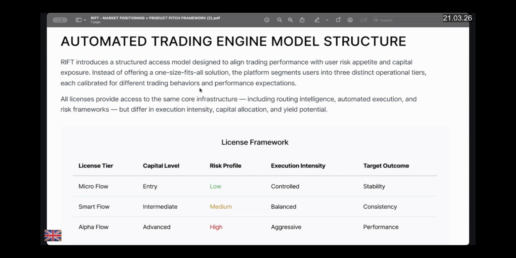Instead of offering a one size fits all solution, the platform segments users into three distinct operational tiers, each calibrated for different trading behaviors and performance expectations. All licenses provide access to the same core infrastructure, including intelligence, routing intelligence, automated execution, and risk frameworks, but differ in execution intensity, capital allocation, and yield potential.